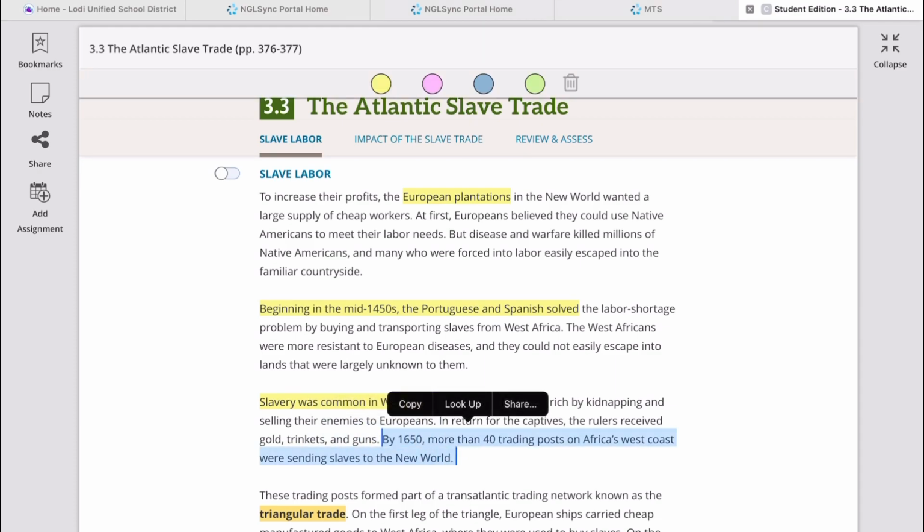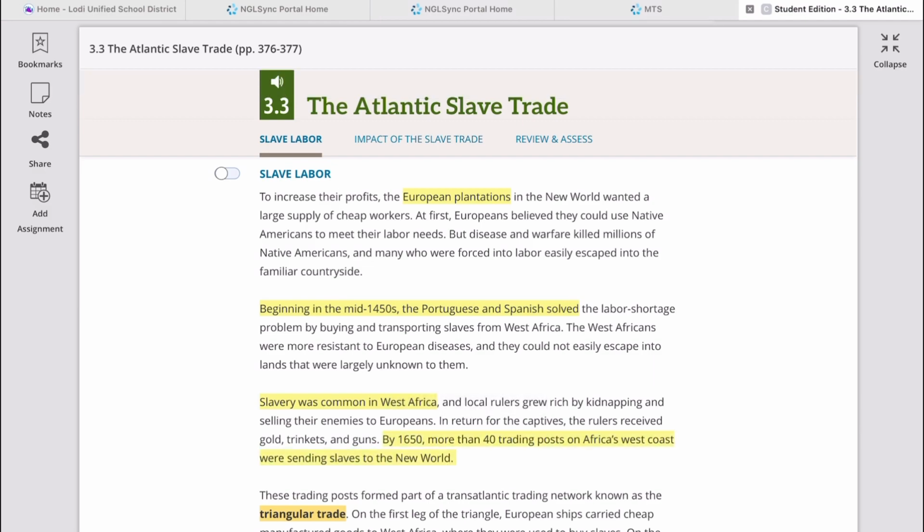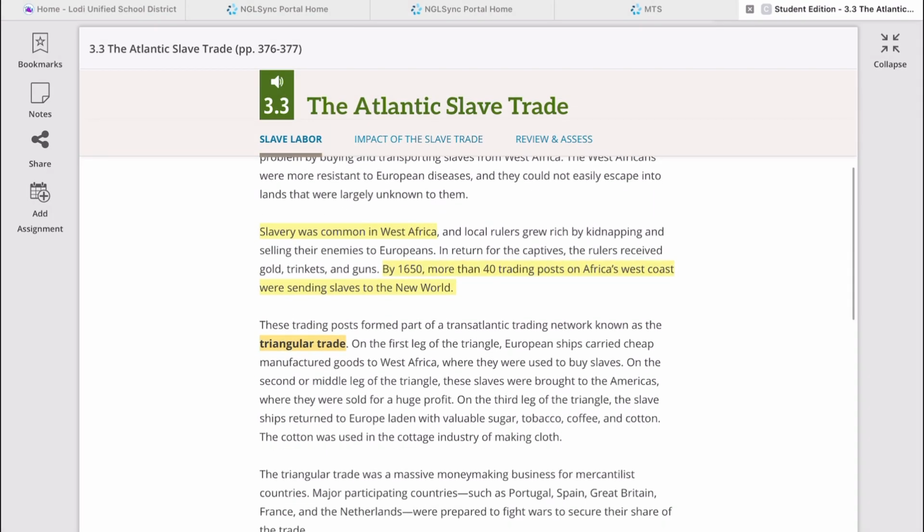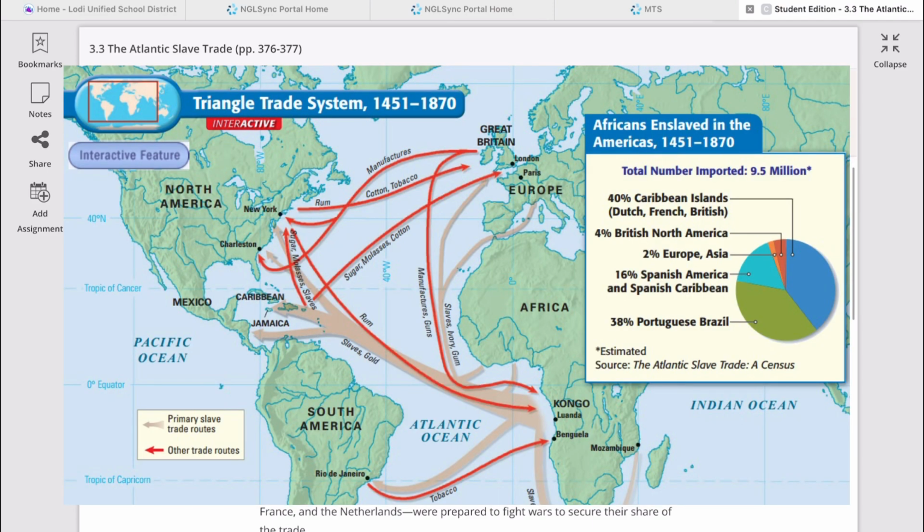So in return for their captives, the rulers received gold, trinkets, and guns that they used for their warfare and to kidnap more of their enemies and send them as slaves by selling them to the Europeans. So by 1650, more than 40 trading posts on Africa's west coast were sending slaves to the New World.